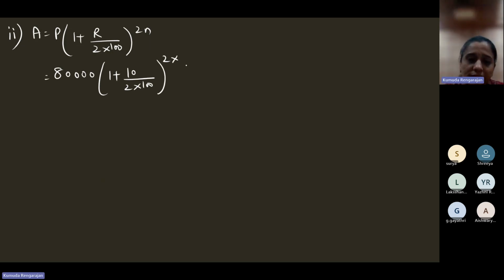So here n is 3 by 2, 1.5 years, right? 1.5, which is 3 by 2, children. 2n. See, we're using this formula because interest is compounded half yearly. Half yearly meaning 6 months. So how many 6 months in a year? Two 6 months. That's why we have R by 2 and 2 into n. R by 2 and n into 2, 2n.